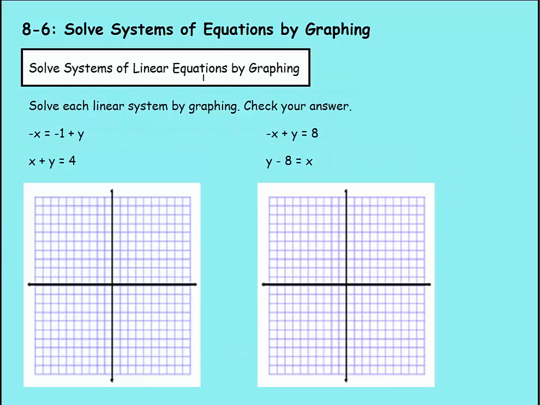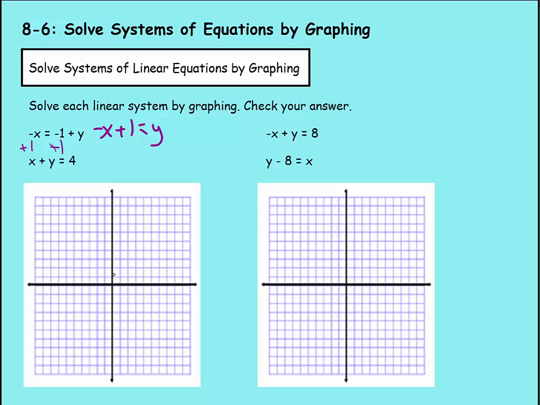Now we can solve systems of linear equations by graphing. We have these two equations here. We have negative x equals negative 1 plus y. When we have a problem like this, we want to get it into slope-intercept form to graph it. So that means we want to solve for y. So if we solve for y, we get rid of this negative 1 by adding 1 to both sides. And that would give us negative x plus 1 equals y. So that means my y-intercept is 1, and my slope is negative 1.